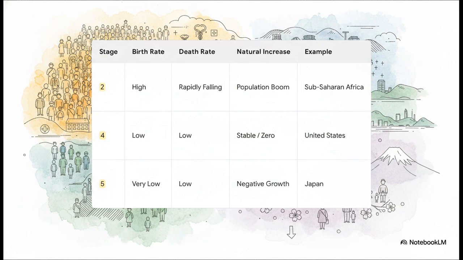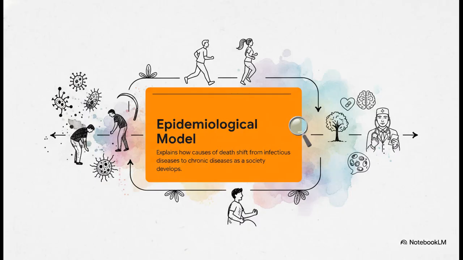Then, as a country develops, you eventually get to stage 5, like in Japan, where the birth rate has fallen so low that the population is actually shrinking. And the ETM works right alongside the DTM. It's a pretty simple idea, really.